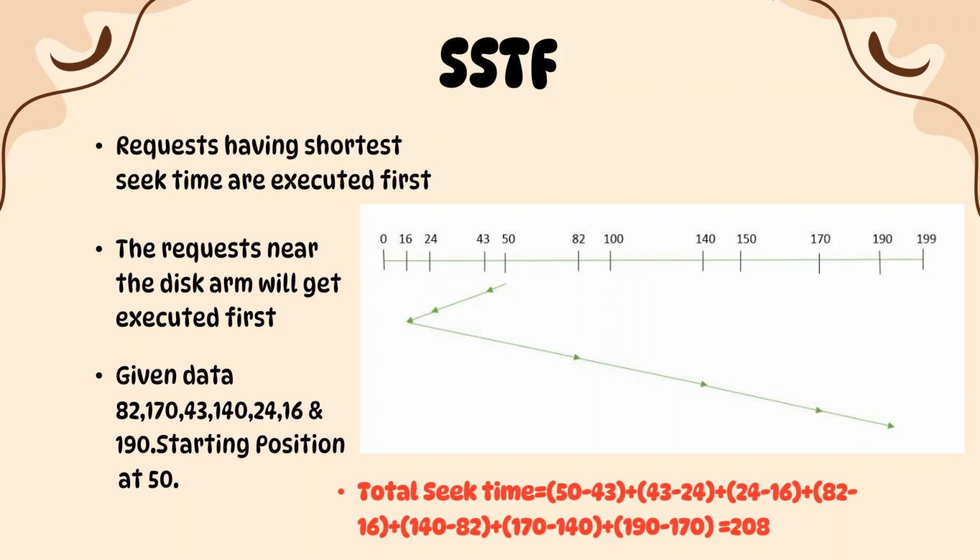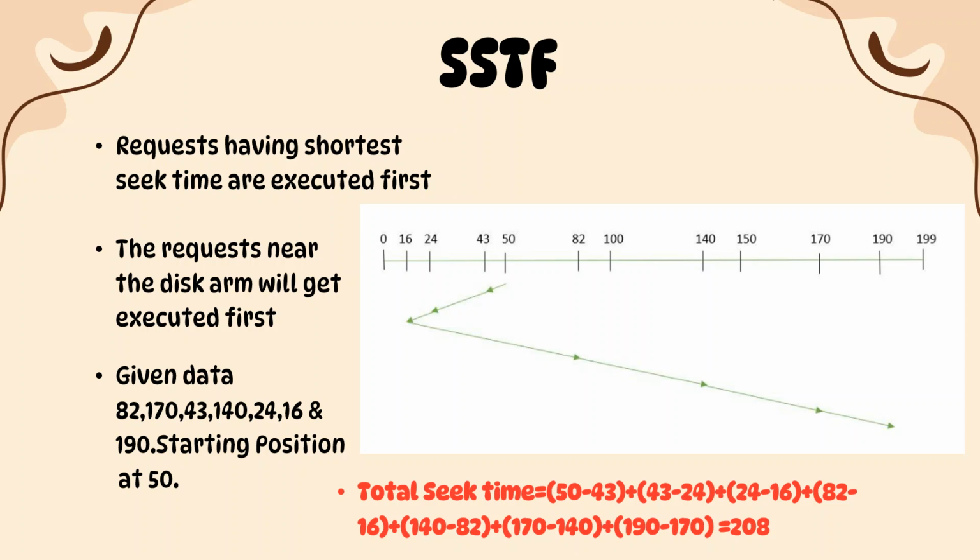From 43, of course, 24 is the shortest one, so 24 will be selected. After that, 16. From 16, the shortest one is 82, so the movement is 16 to 82. After that, 140. Next, 170. The controller will select 170. Finally, 190 will be selected and executed.